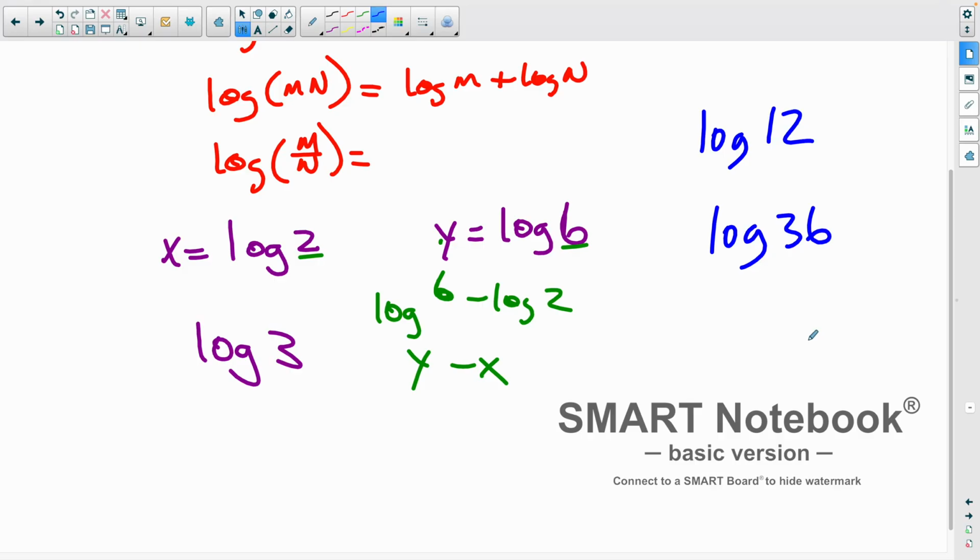So you want us to put it in terms of x and y? I need it in terms of x and y. Now, if you need to write it in terms of the other ones first to get there, that's fine.